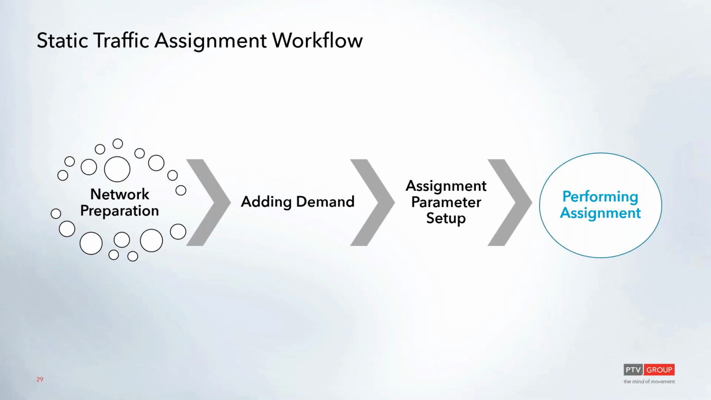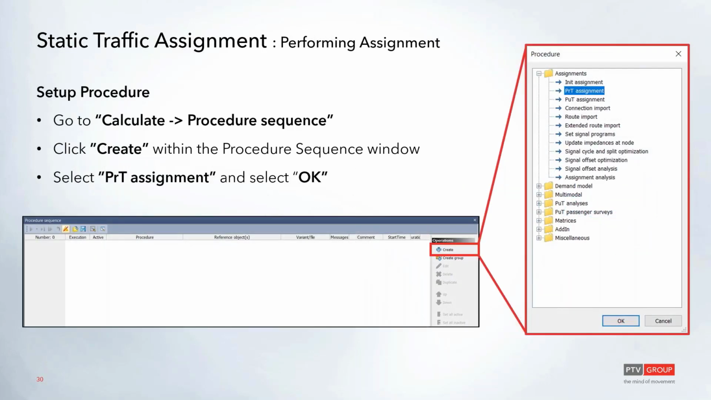All right, so we've reached our final step here, and so now we can actually take a look at setting up this assignment procedure and then running that in Visum. All of the calculations in Visum are going to be held within this procedure sequence window. This is found underneath the Calculate menu. And in this window, over on the right-hand side, is where you can click the Create button to add in any of these procedure options. So in this case, when we're just doing a regular static private transport assignment, underneath the assignment folder is a PRT assignment option that we can select.